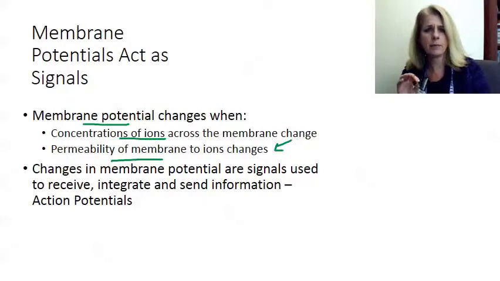We're going to talk about how the membrane actually becomes more permeable to sodium and potassium, allowing more sodium and potassium to move across that membrane. Well, if you think about those sodium and potassium ions having a charge, they each have a positive charge. As those pluses move across the membrane, that would change the membrane potential. So these changes in membrane potential are the signals our nervous system uses to communicate throughout our body, and we call those signals action potentials.